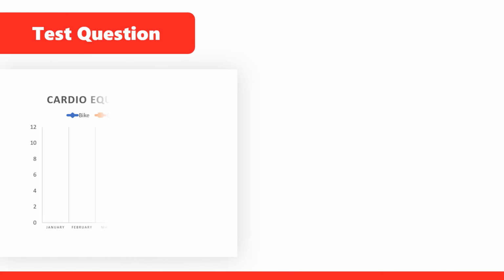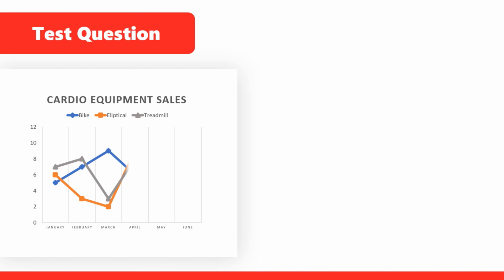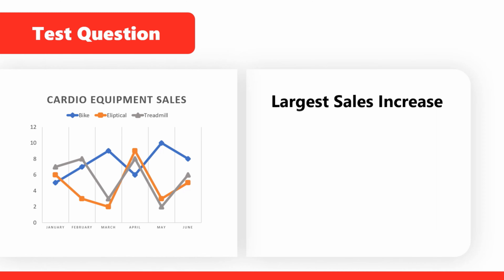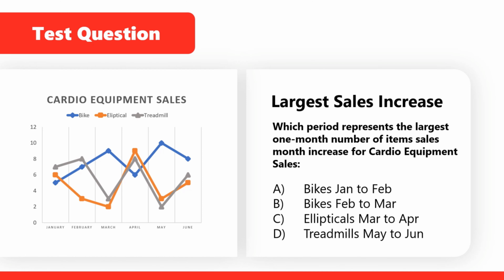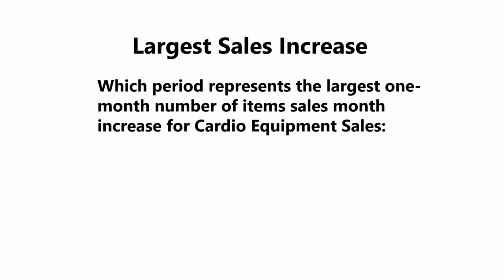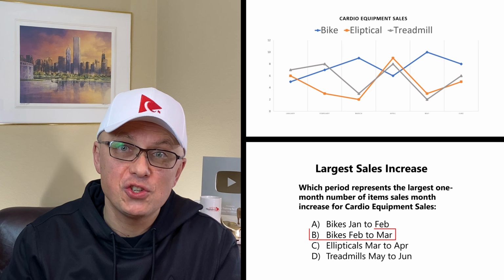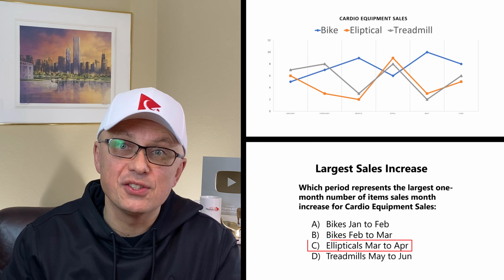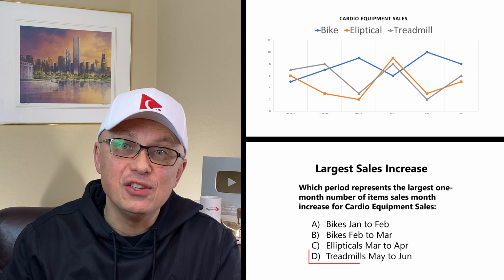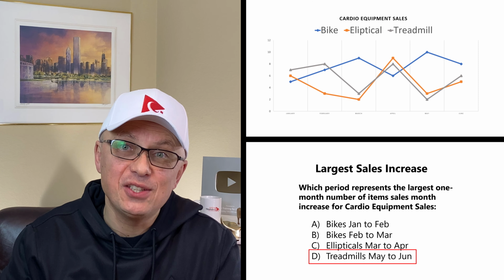The question asks you to determine the largest sales increase. Specifically, you need to determine which period represents the largest one month increase in the number of items sold for cardio equipment. You have 4 different choices. Choice A, bikes from January to February. Choice B, bikes from February to March. Choice C, ellipticals, March to April. And choice D, treadmills, May to June.